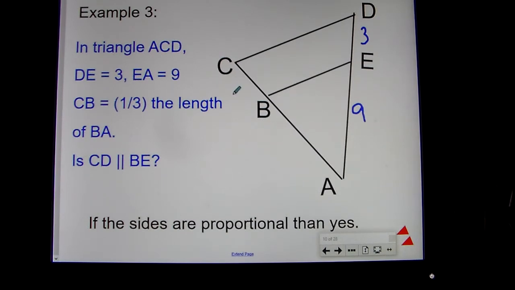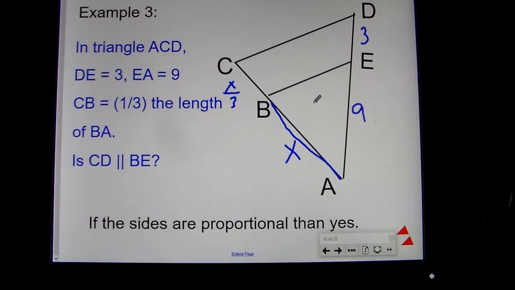CB is 1/3 the length of BA. Well, BA, we don't know what it is, but we know 1/3 of that is 1/3 times x, or literally x divided by 3. And we're calling BA x in this case. So the length of BA is x. We don't know what that is, but we know CB is 1/3. So 1/3 of x is the same thing as x over 3.